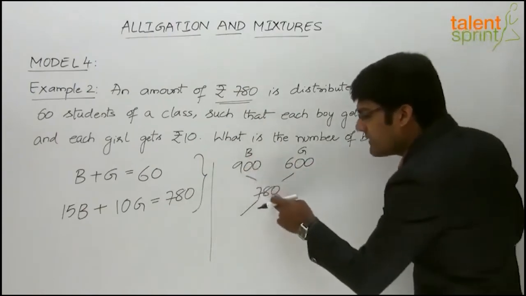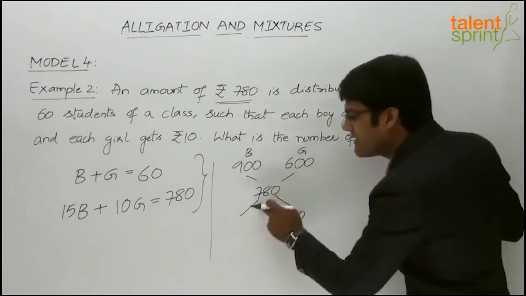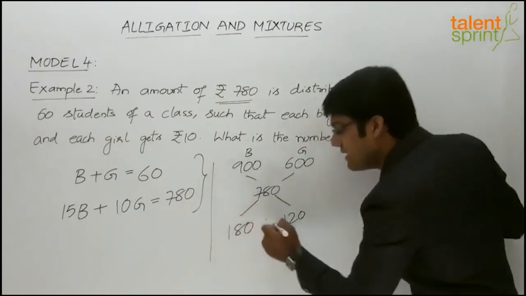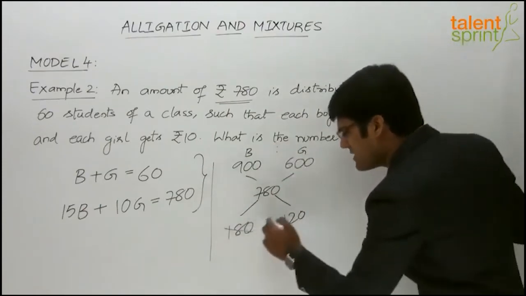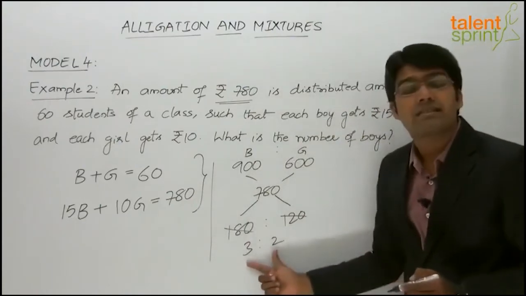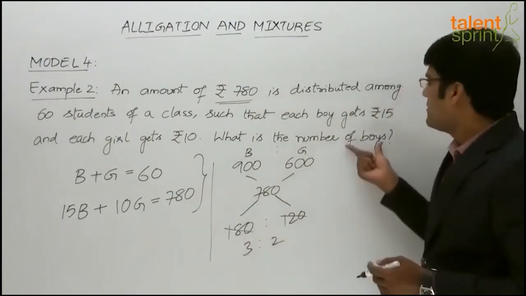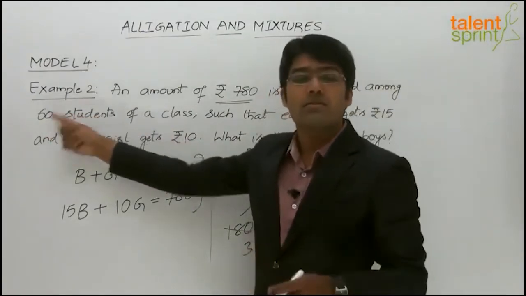Now 900 difference 780 is equal to 120 and 600 difference 780 is equal to 180. So boys is to girls is equal to 180 is to 120, which can be simplified as 3 is to 2. So we know that the ratio of boys to girls is 3 is to 2. Now we need to find out the number of boys. See, clearly there are 60 students in the class. So the total number of students is 60.